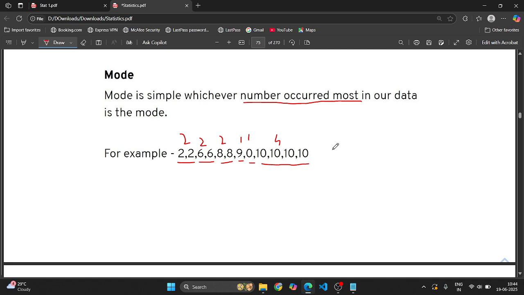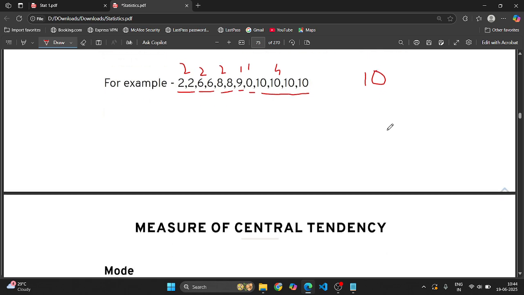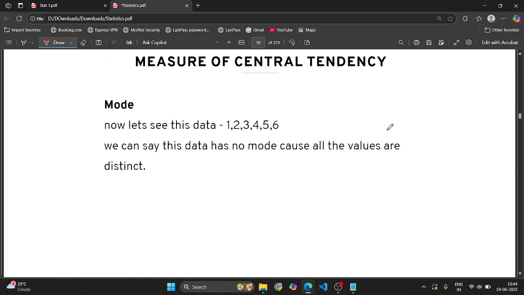So whichever number occurs the most in the data will be the mode of our data. Which number is repeating the highest number of times? Yes, 10. So 10 will be the mode of our data. Now let's see this data. We can say this data has no mode because all the values are distinct. Whenever all values are distinct, there will be no mode.